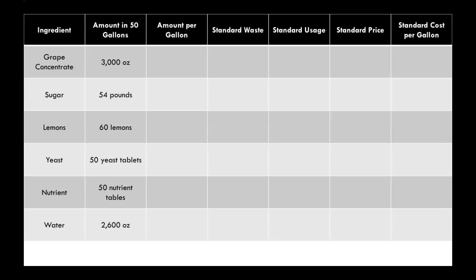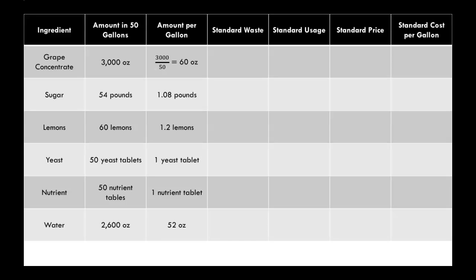So we know how many of each ingredient we need in order to make 50 gallons. But our goal here is to find a standard cost per gallon. So we want to divide all of those by 50. So for grape concentrate, it'll be 3,000 divided by 50 to get us 60 ounces. Sugar, 54 divided by 50, and that will give us all of our amount per gallon.